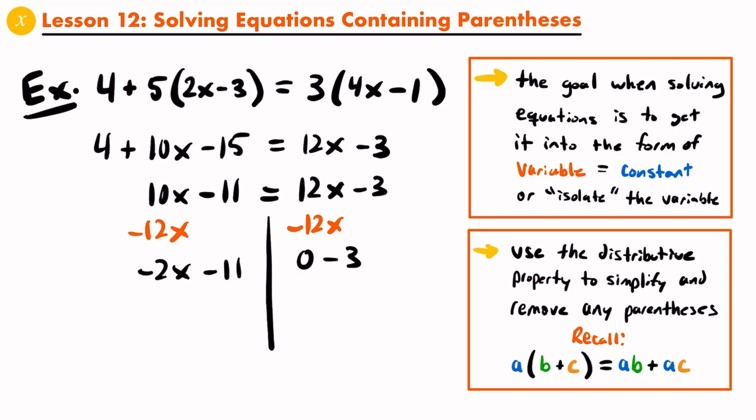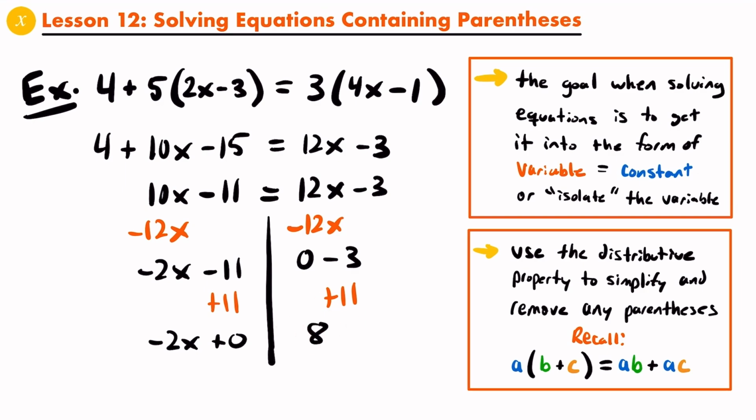All right, so now we just have one variable term, and so the next thing we need to do is isolate it. Let's get rid of this constant of negative 11 by adding the opposite of it to both sides of the equation. So I'm going to add 11 to both sides, and so these two 11s will cancel out, leaving you with negative 2x plus 0 on this side, and then over here, negative 3 plus 11 is positive 8. So we get positive 8 on this side of the equation.